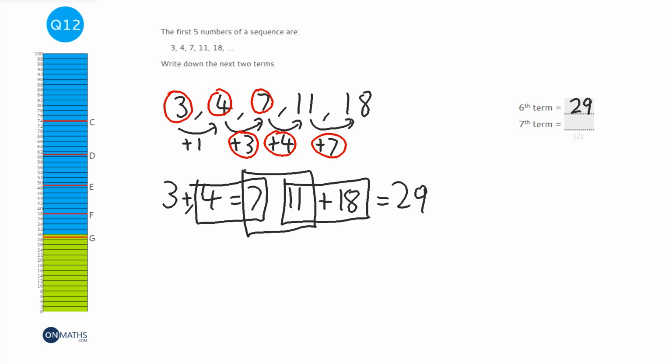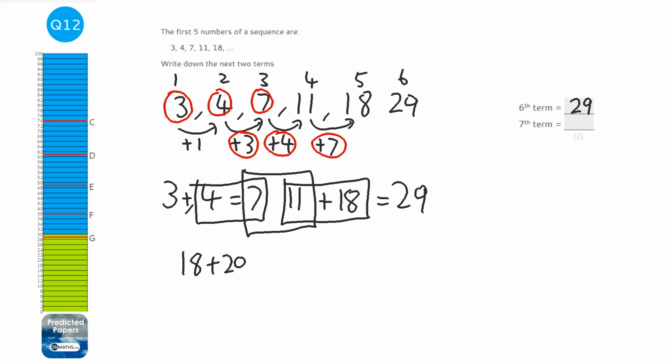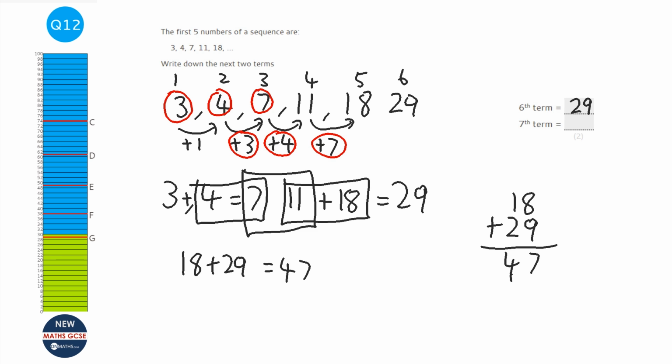Let's just check that's the 6th term. 1, 2, 3, 4, 5. So yes, that would be the 6th term, would be 29. Then we need to add the 18 and the 29 together. And when the numbers get big, if it's not on the calculator paper, you can just add them like this. So 9 plus 8 is 17, and that's going to be 3 plus 1, which is 4. So it's going to be 47. So the 7th term is going to be 47.